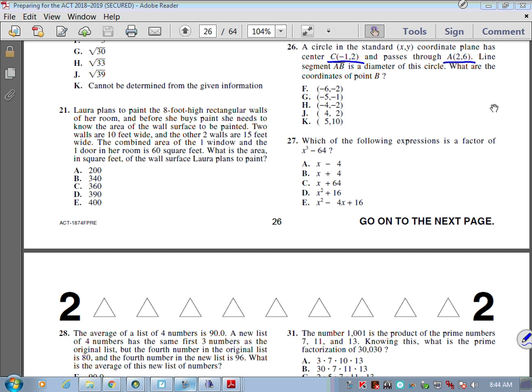So midpoint is x plus, in this case, an unknown divided by 2 equals my known solution, negative 1, right? And then 6 plus y divided by 2 equals my solution, 2. All right, and then solve. So you know how to go from there. And you should wind up with negative 4, negative 2. Should get that for B.